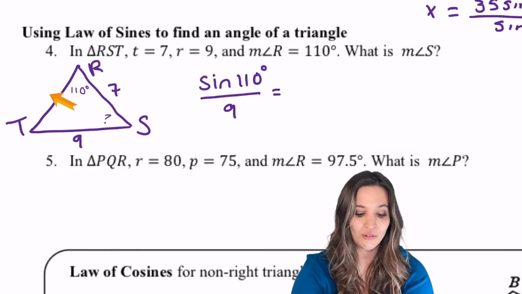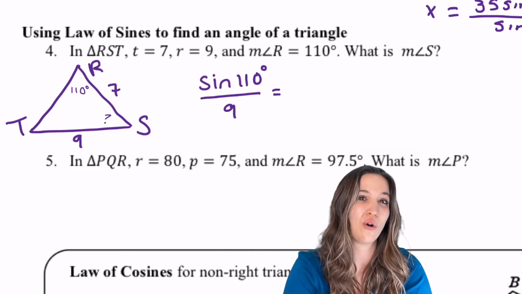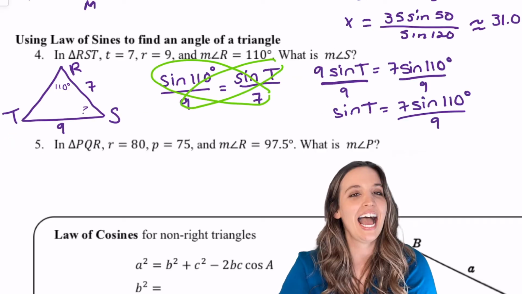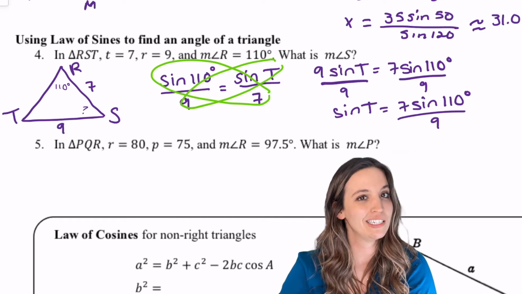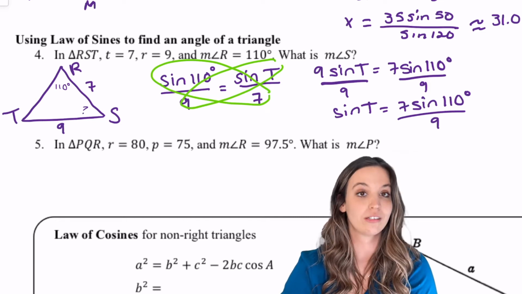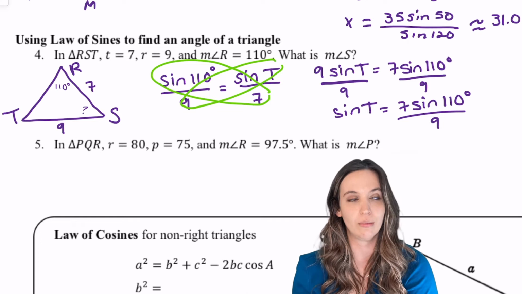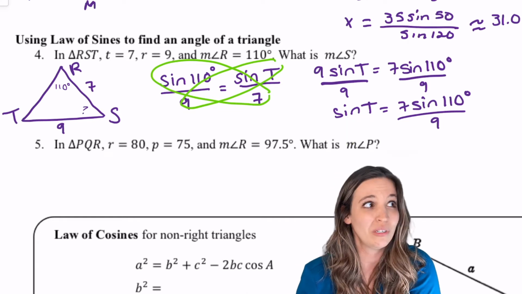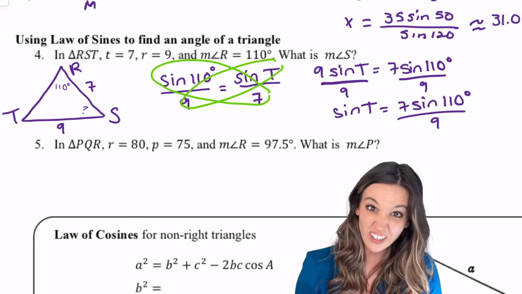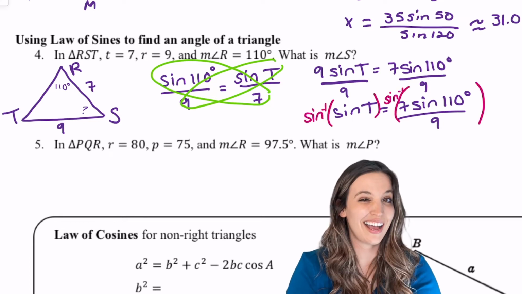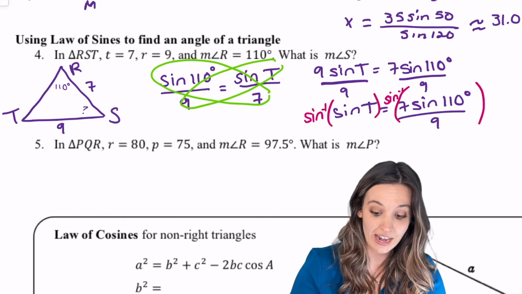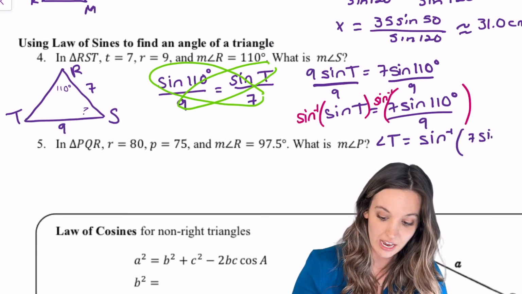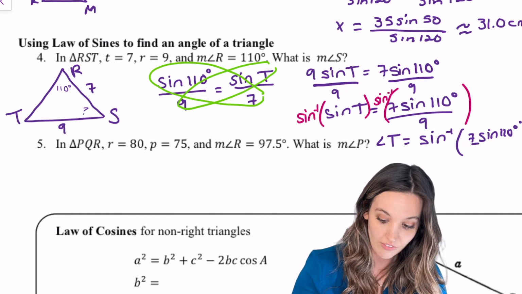But wait, I don't know the side opposite. So I'm going to have to go for angle T first, because I know the side opposite of angle T. After I cross multiply, I divide by 9. So now I have sine T equals 7 sine of 110 degrees divided by 9. How am I going to get rid of the sine in front of my angle T? What's the inverse of sine? Arc sine. So arc sine undoes my sine. Now I have angle T equals arc sine of 7 sine 110 degrees divided by 9.